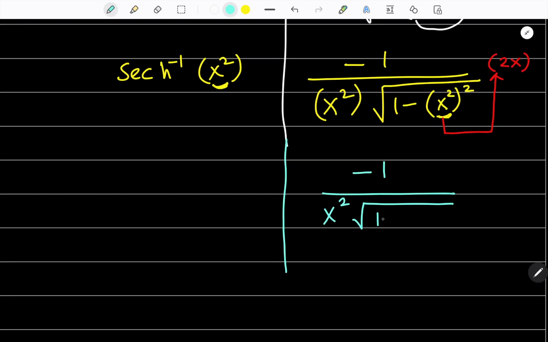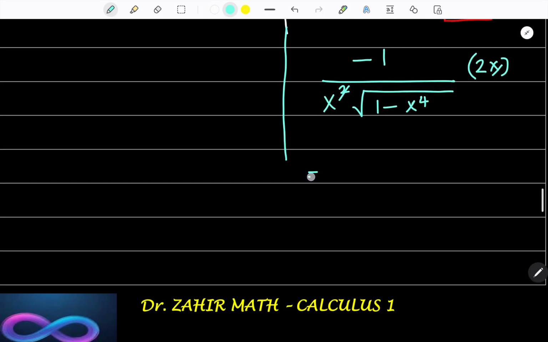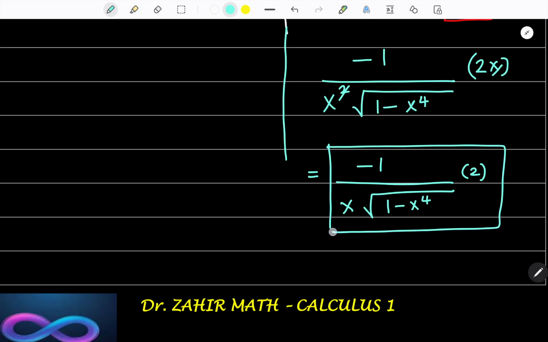So this equals minus 1 divided by x square, right? And then square root of 1 minus x square square. What is x square square? X power 4. And then multiply by 2x. Now 1 x gets cancelled with this x square. So what is going to become your final answer? Minus 1 divided by x times square root of 1 minus x power 4 times 2. Clear? Right. So this is going to become your final answer.